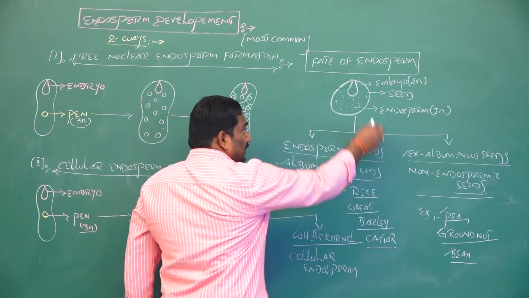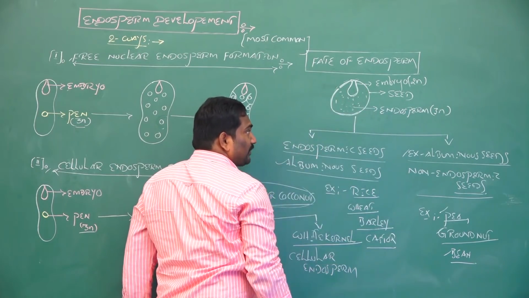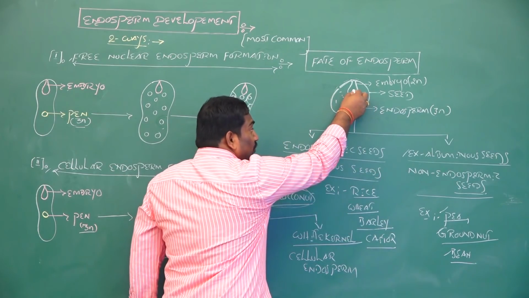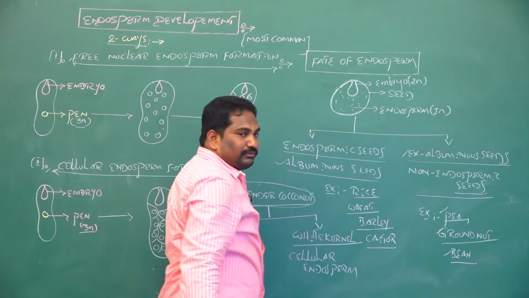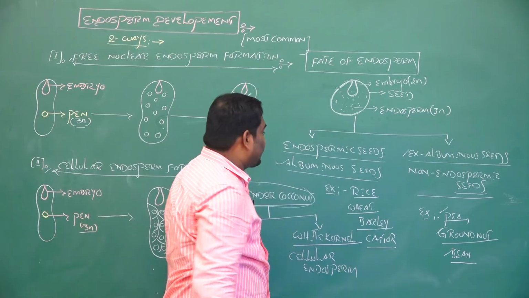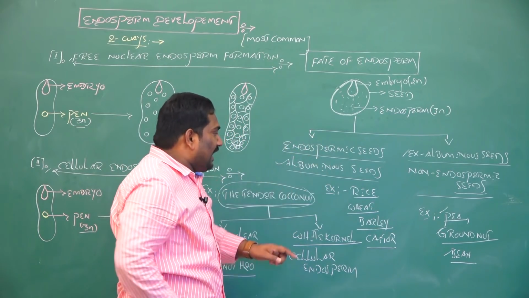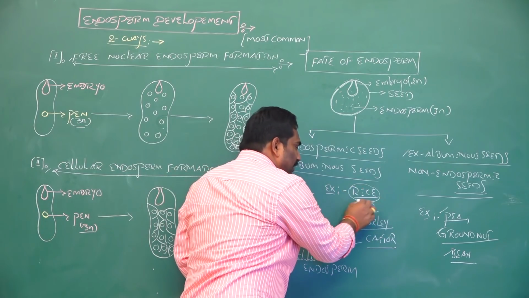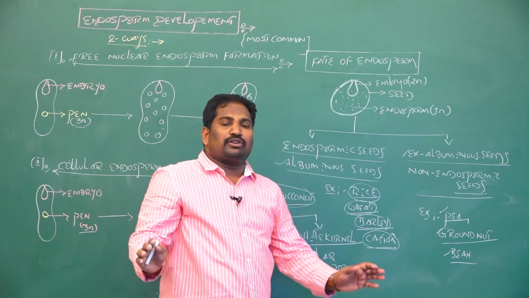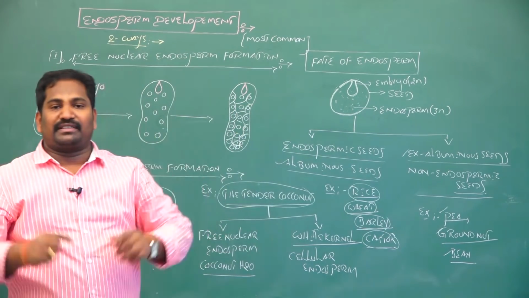Whereas, this is one seed, with embryo and endosperm. The embryo gets nourishment from the endosperm. After maturation of the embryo in the seed, if endosperm is still present in the seed, it is called endospermic seeds or albuminous seeds. Example, rice seeds, wheat seeds, barley seeds and castor seeds. All monocotyledon seeds are endospermic seeds.